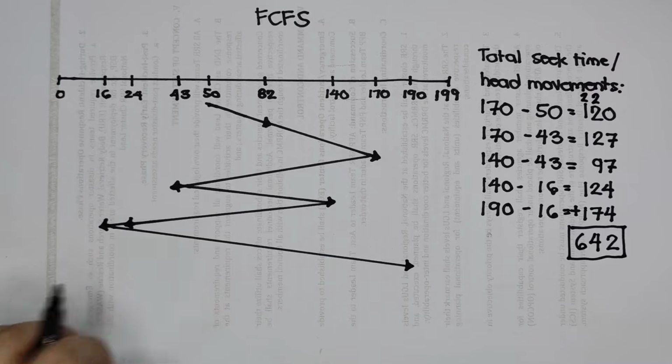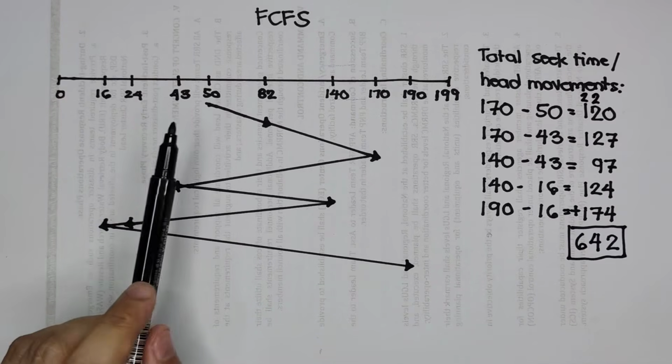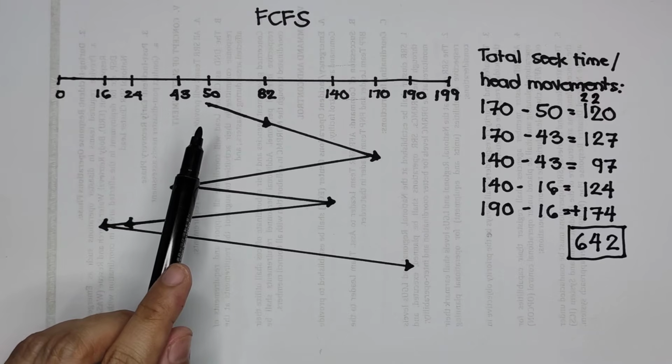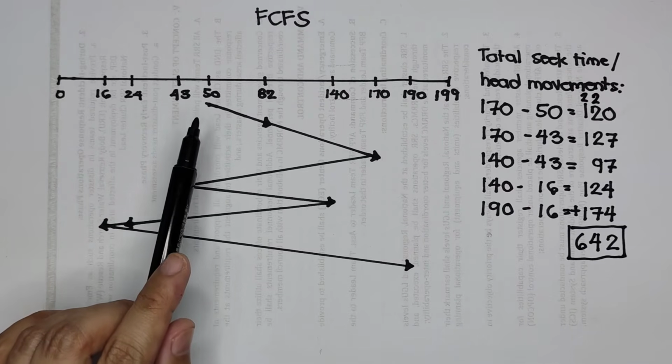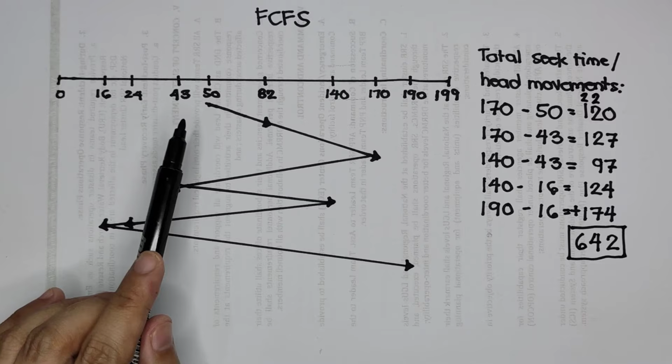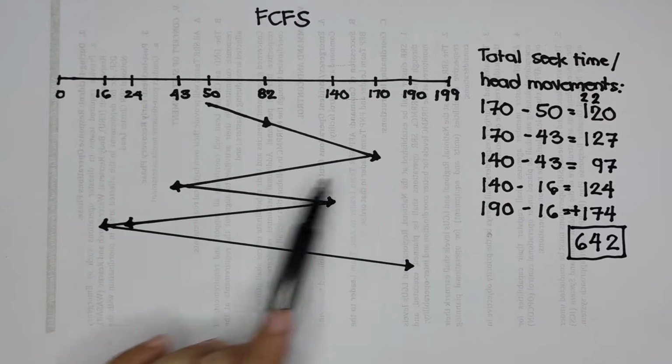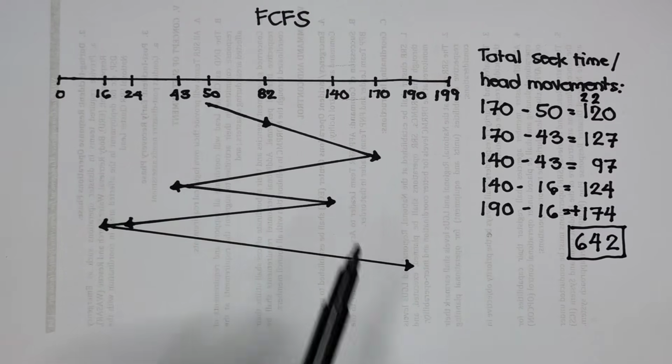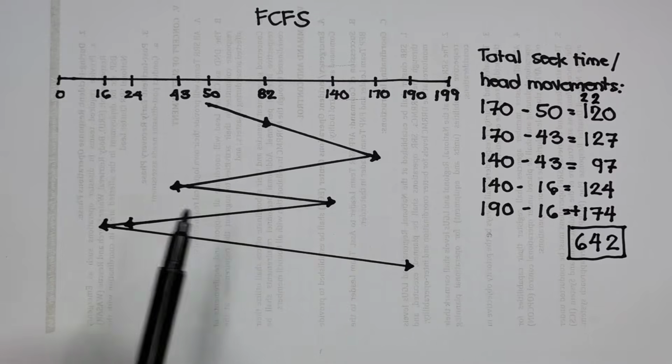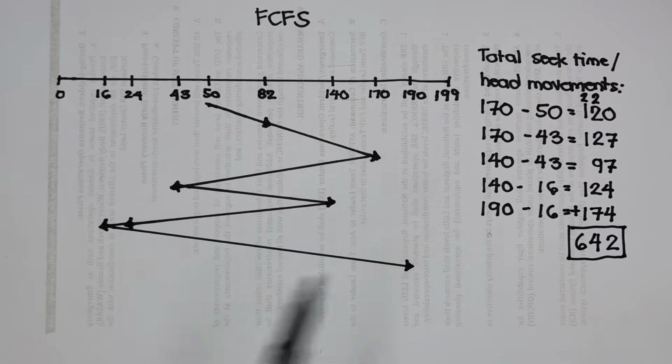As you can see, the problem with first come first serve is what if the sequence of values is not in ascending or descending order. It will just seek whichever is first. That's why, as you can see with our directions, it really goes with the sequence. Okay, so much for first come first serve.